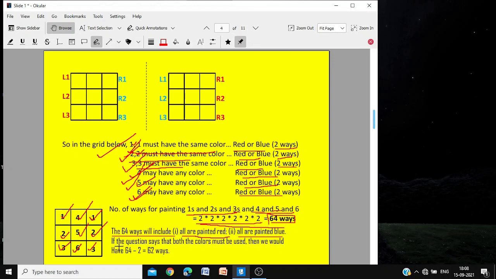But if the question says that both the colors have to be used, then these two, all being painted with blue and all being painted with red, you will have to subtract, and then you will get 64 minus 2, 62 ways.